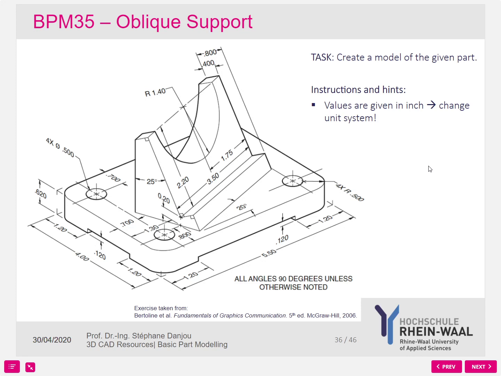Today we create the so-called oblique support. The task can be seen here with all necessary dimensions. Furthermore, the imperial unit system is used. We will start by creating the plate, first with all its features, and then we move to the angled part.